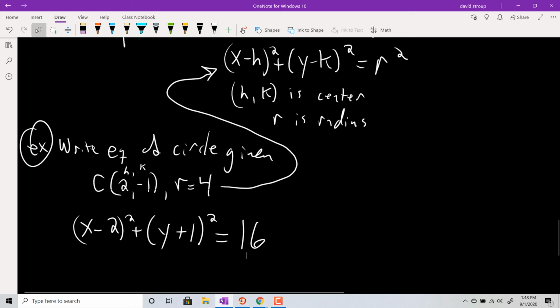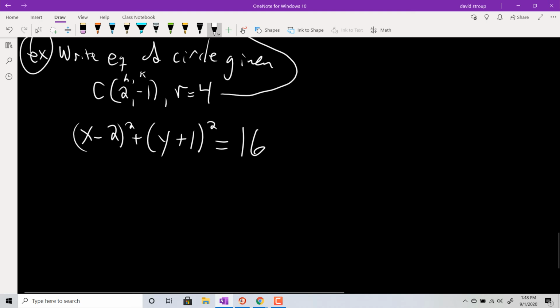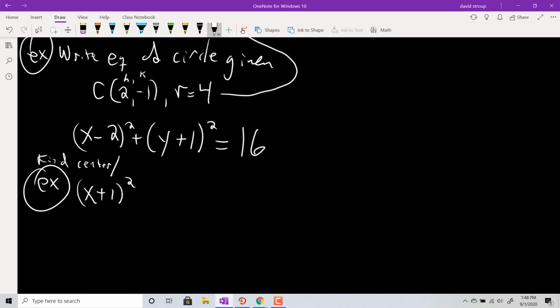Okay. Another version is in the other direction. So they give you an equation and want you to find the center and the radius. So find center and radius. Okay. So x plus 1 squared plus y minus 4 squared equals 25.